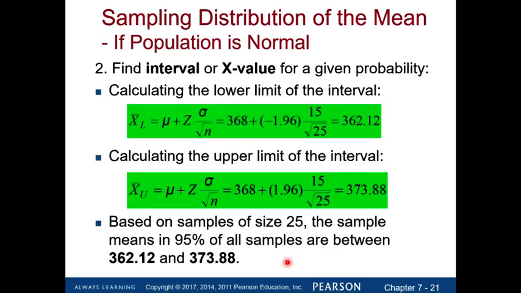Okay, so now let's use the formula that we just learned to calculate the lower limit and upper limit, or the left boundary and the right boundary of this 95% interval. What you simply need to do is plug in the population mean, the population standard deviation, and the sample size. The difference between the lower limit and upper limit is simply the z values. One z value is negative 1.96 and the other z value is 1.96, and then you're going to get two boundaries or two limits of the interval.